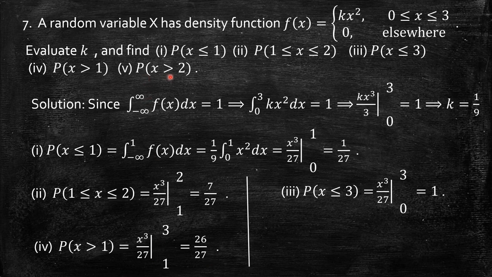The last one is the probability of x greater than 2, that is nothing but now x cube by 27. So it is 2 to infinity. I have to apply only 2 to 3, since 3 onwards again the function is 0. So 3 cube, 27, minus 2 cube, 8. 27 minus 8, 19. 19 by 27 is the answer.